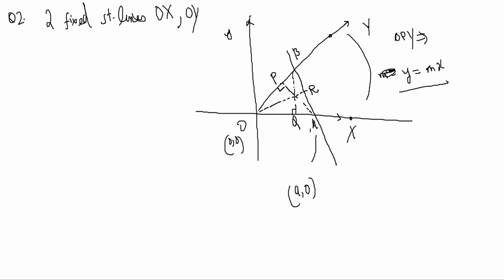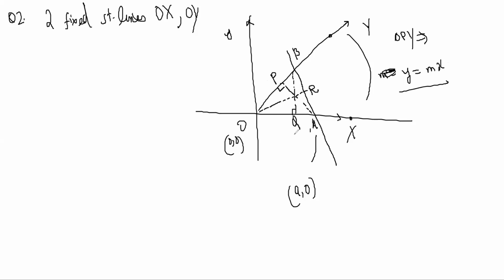Correct. Now, AB is a variable line that cuts OX and OY in A and B respectively, right? So the AB line could change, no? It could twist itself like this or like this and so on, right?